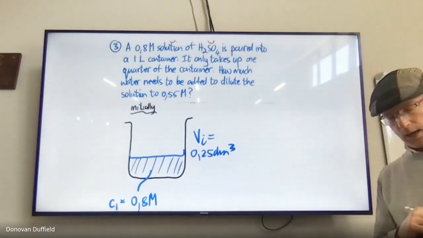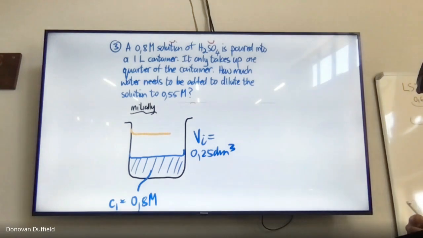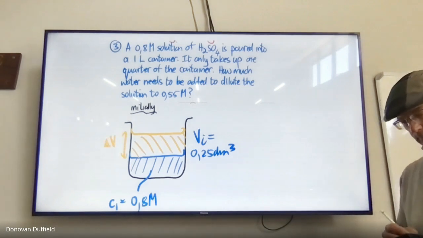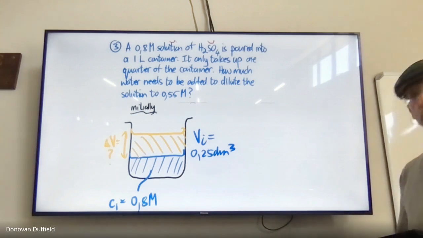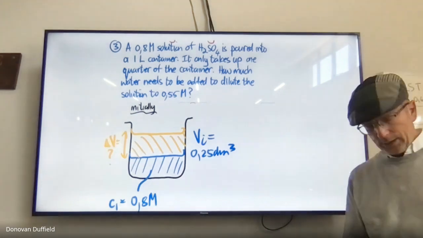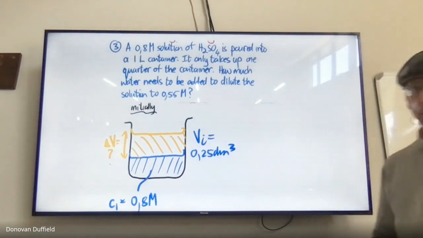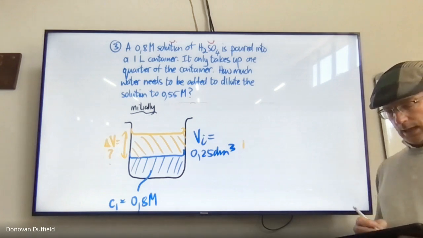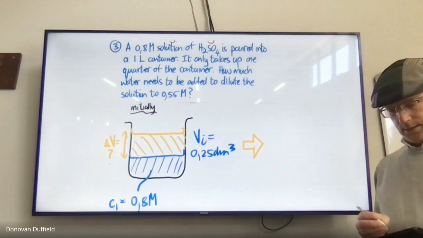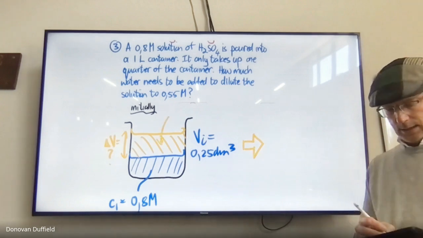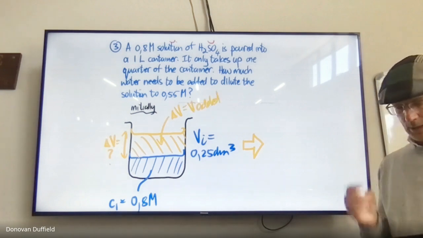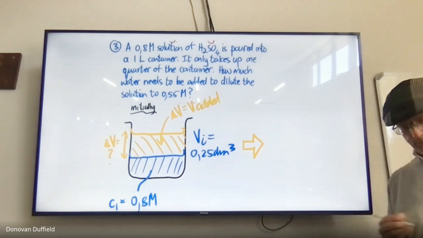Now, how much water needs to be added? What must the change in volume be to dilute the solution to 0.55? So what we want, okay, when we add here, this is delta V, the volume added. Then we're going to land up with a solution.